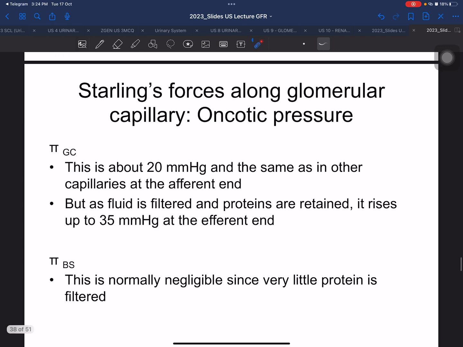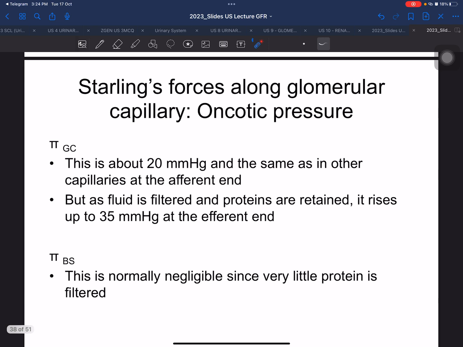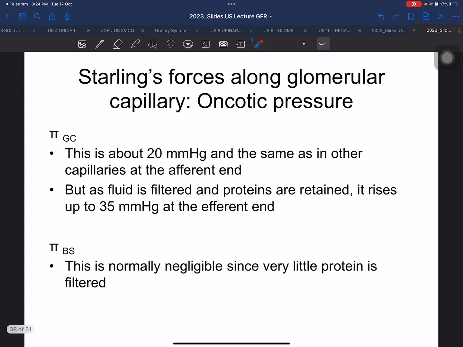Now we look at the oncotic pressure. In the glomerular capillary, the oncotic pressure is about 20, the same as in other capillaries at the afferent end. But once the fluid is filtered, the protein, which cannot pass through, is retained. So the oncotic pressure rises towards the efferent end, from 20 at the start to maybe up to 35.